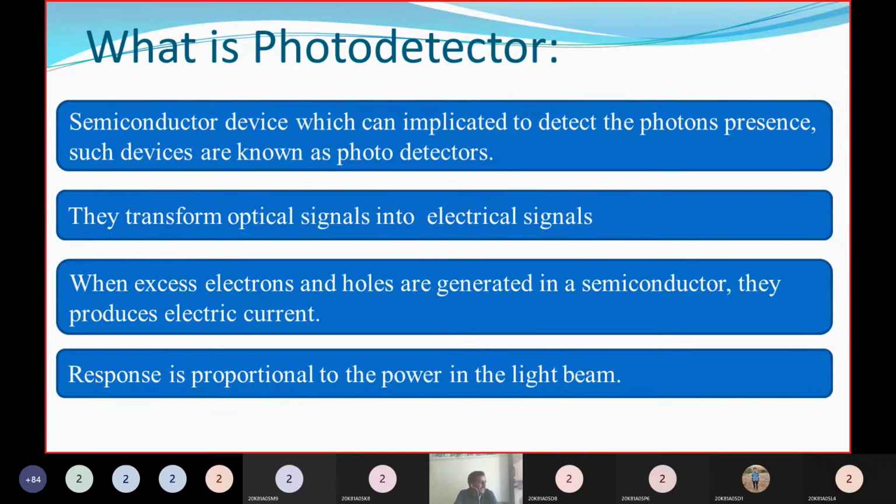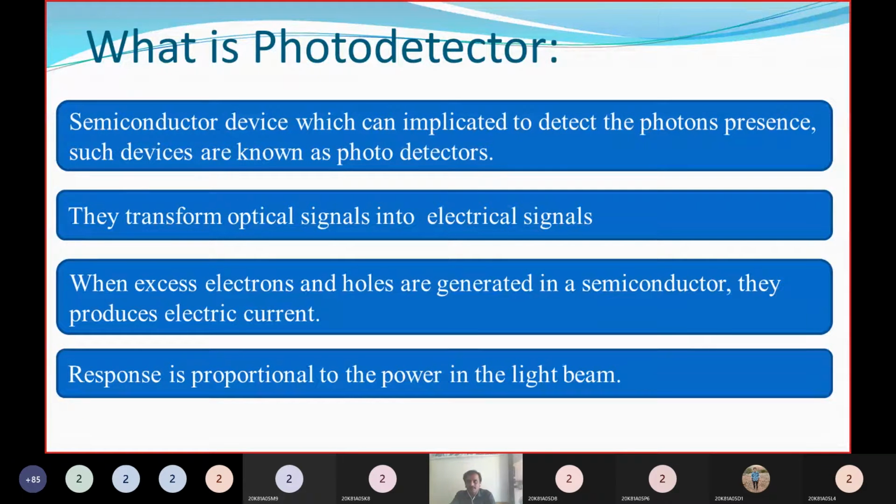Let us take any semiconductor device. Generally we use PN junction semiconductor diodes. If you keep that PN junction diode in the presence of some photons, that means some light, some electrical current flows through the circuit. That means the semiconductor detects that photon, and it shows some readings.